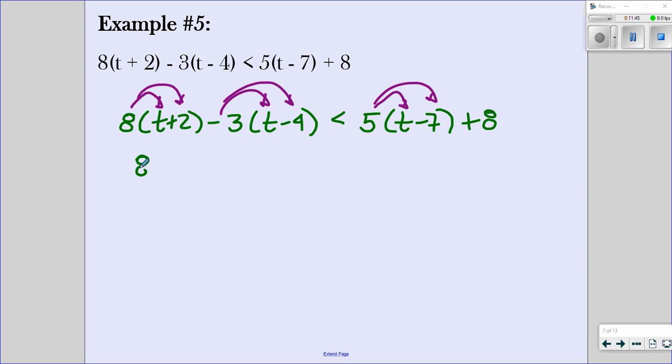So this would be 8t, this would become 16, that's going to be negative t, then positive 12, that's going to be 5t, and then negative 35, and bring down the 8.